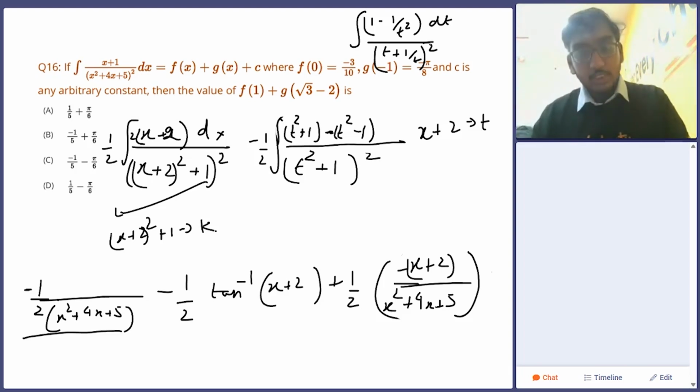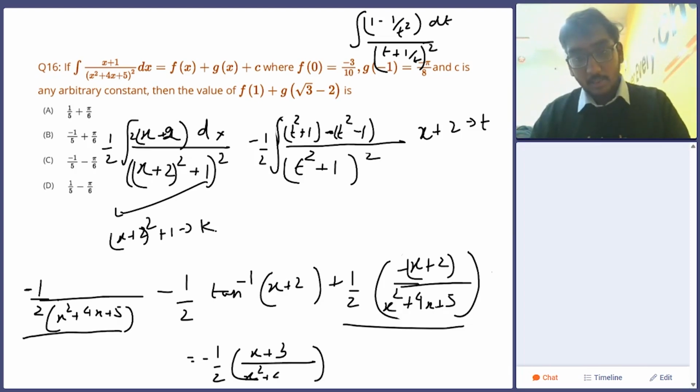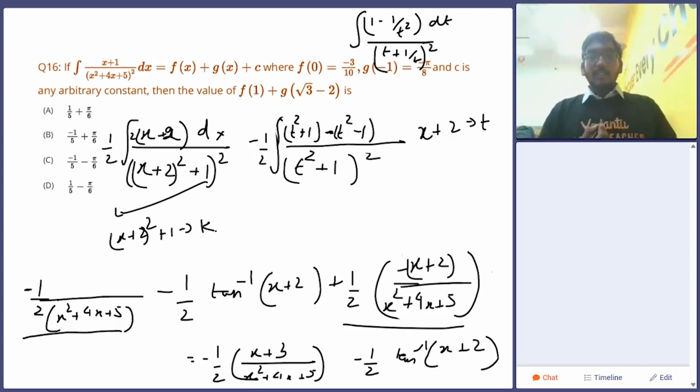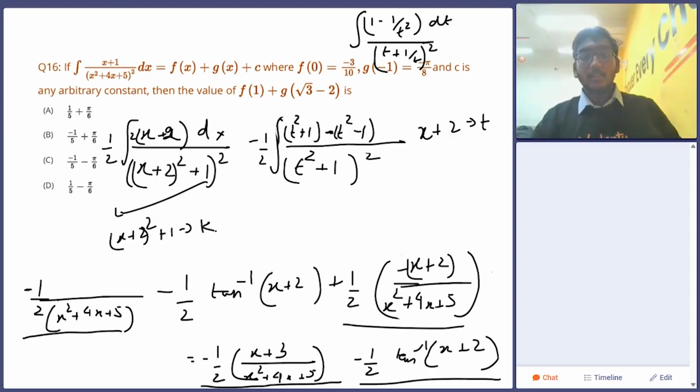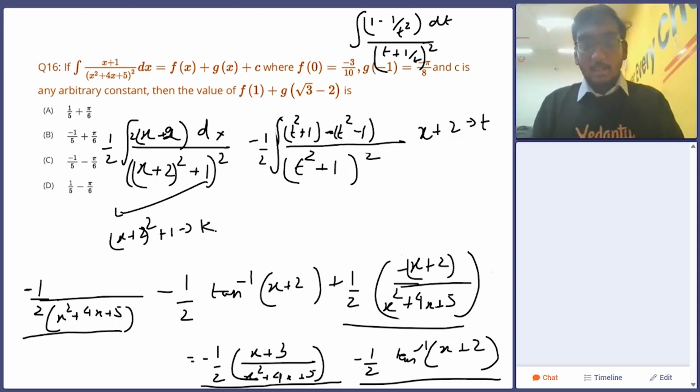Now, when you add these two terms, you will be getting negative half of (x plus 3) divided by (x square plus 4x plus 5). Okay. And the other term will be as it is: half tan inverse of (x plus 2). Okay. See, from the given data, you can very well say that f is this function, the first function, right? And g is the second function, okay? Why? Because g of negative 1 is in terms of pi. That means that it should involve tan inverse, okay? Because inverse trigonometric functions denote what? Angles, right?